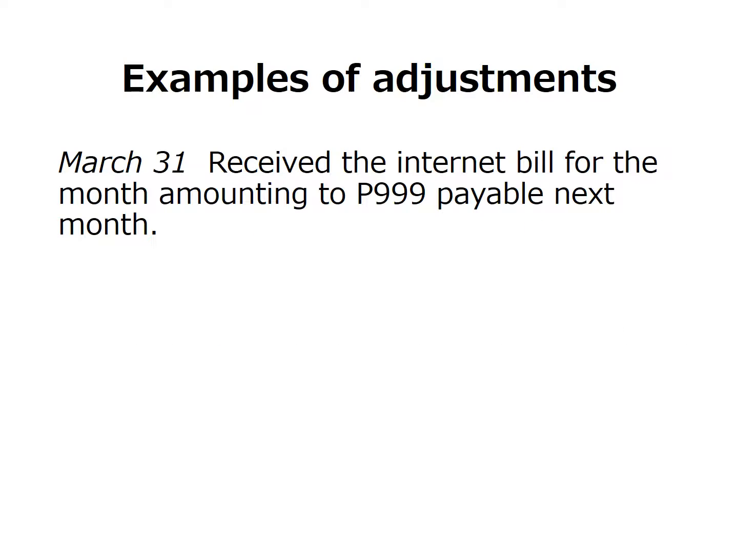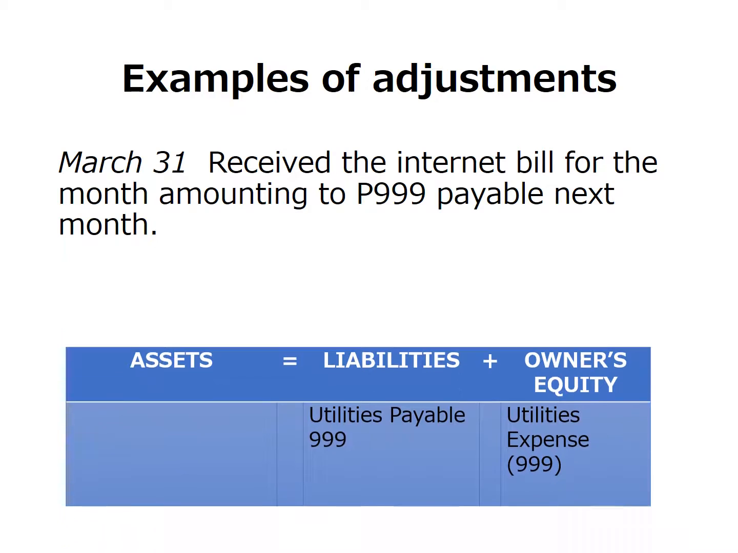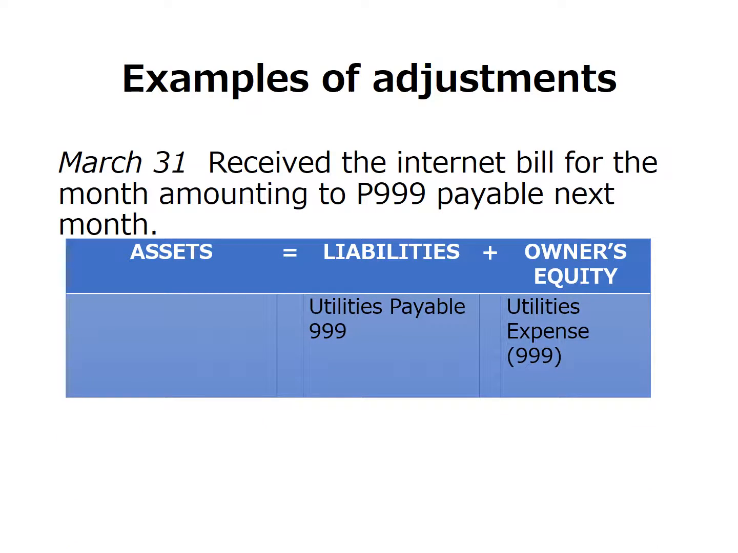Next adjustment: the business received the internet bill for the month amounting to 999 pesos, payable next month. Let us analyze this transaction. Utilities payable increased by 999 pesos. When the business receives the bill, it means it owes the internet provider the amount indicated in the bill, because it had already used the service provided by the internet service provider.